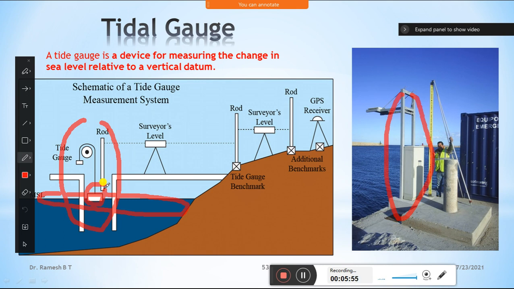Inside the house was the instrumentation, including a well, a float, which is what we used earlier, and a clock driven recorder. And attached outside was a tide, so it means some part is attached to the tides.